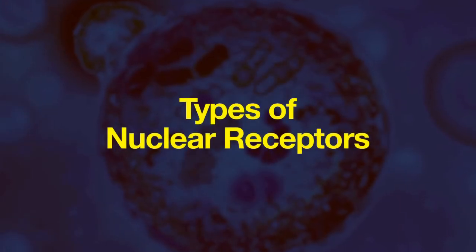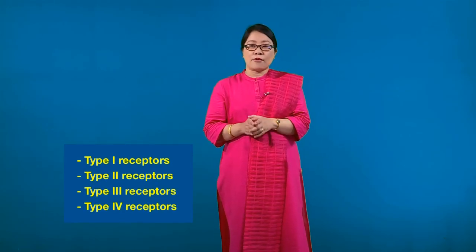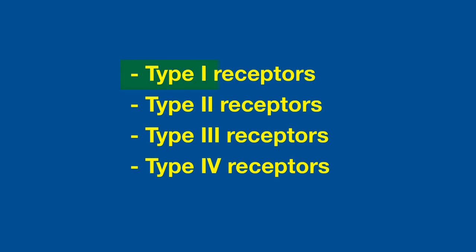Next, let us take up types of nuclear receptors. Nuclear receptors are commonly grouped into 4 subtypes on the basis of their mode of action, that is, type 1 receptors, type 2 receptors, type 3 receptors, and type 4 receptors. First, let us see the type 1 receptors. It includes receptors such as the receptors for androgen, estrogen, and progesterone.